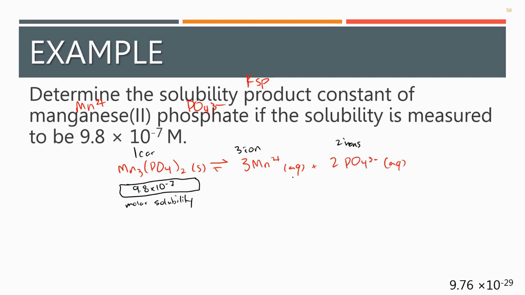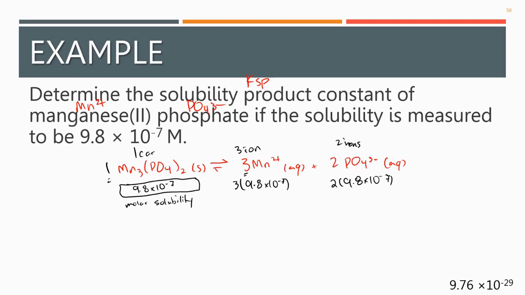So if that's the case, what is the concentration of the Mn2+ going to be? Well, it's going to be 3 times 9.8 times 10 to the -7. Right? For every one of these that break down, I get 3 of these. It's just multiplied by the coefficient. And in this case here, it's going to be 2 times that same number, 9.8 times 10 to the -7.